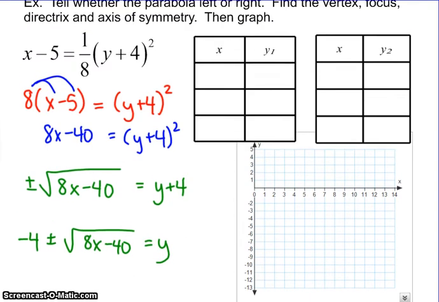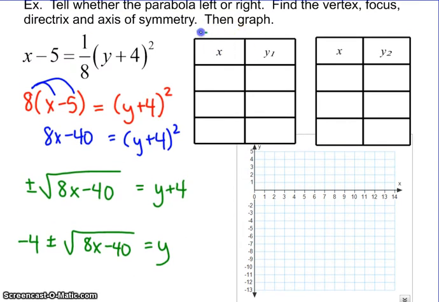So you actually have to create two graphs. The first will be positive and the second will be negative. So -4 plus, let's do plus first, the square root of 8x minus 40. And then the next one will be -4 minus the square root of 8x minus 40. So this is how we write these.